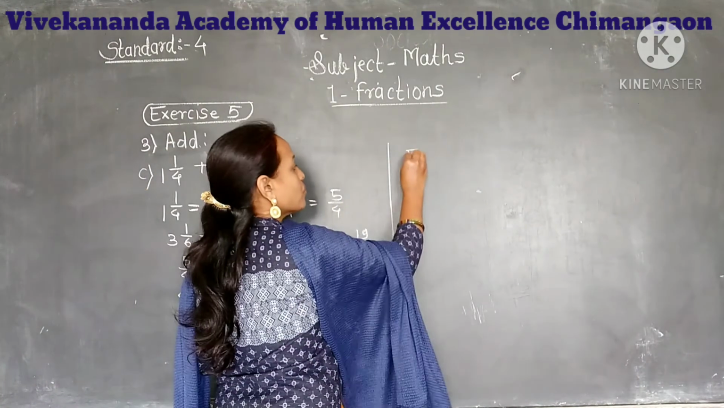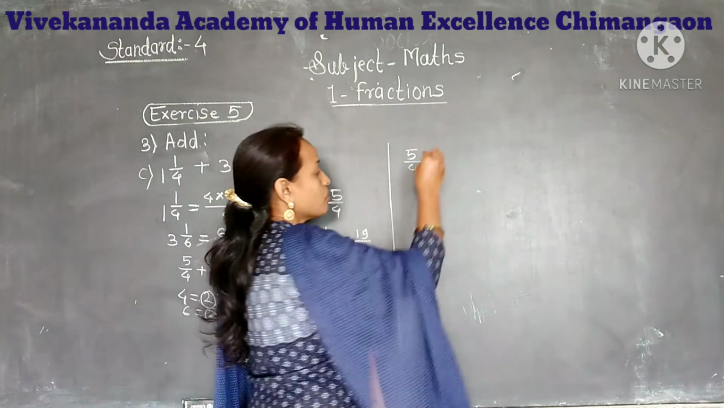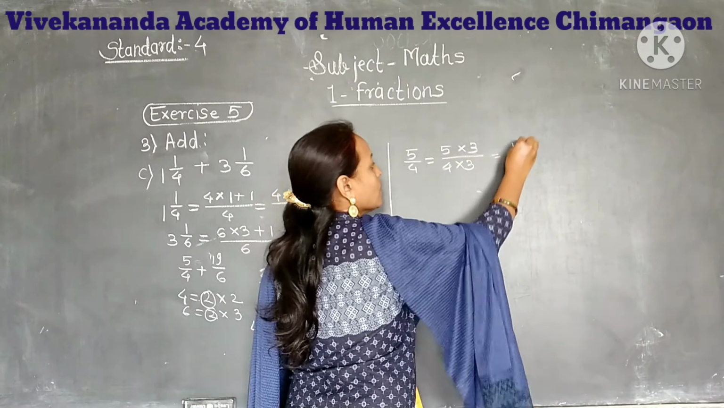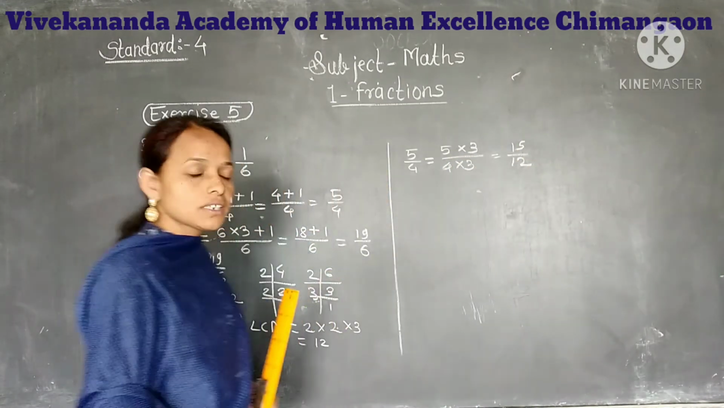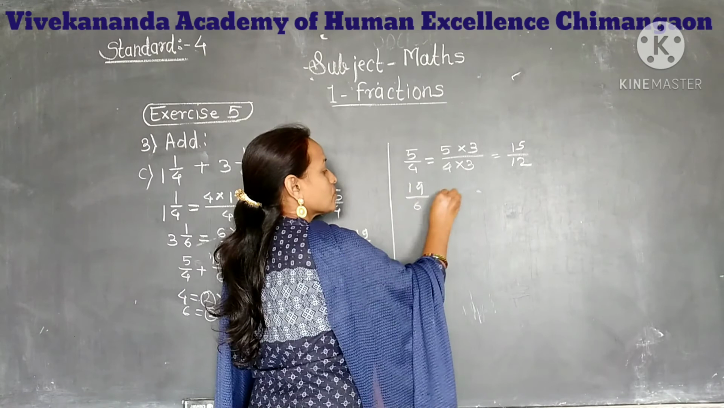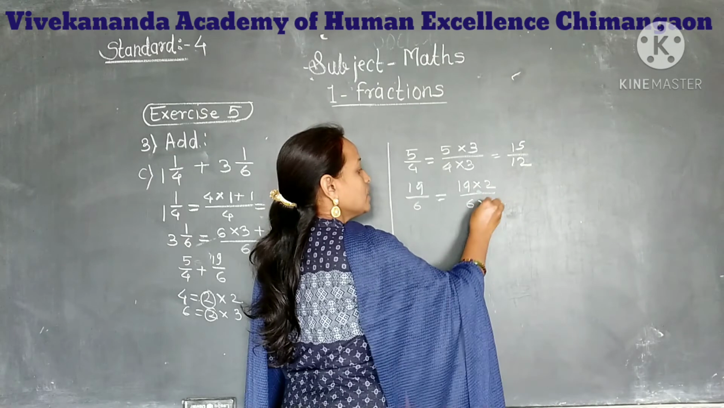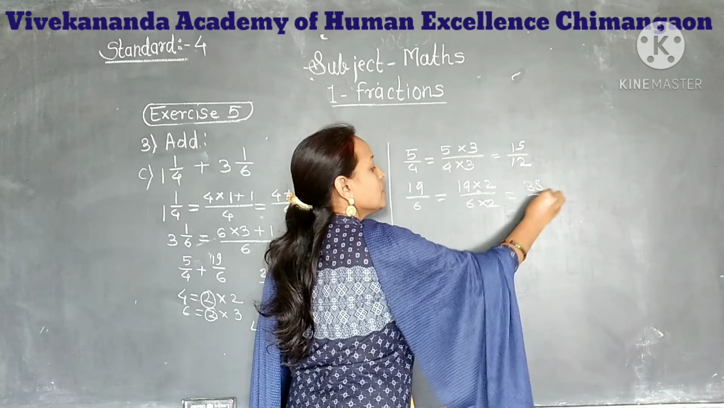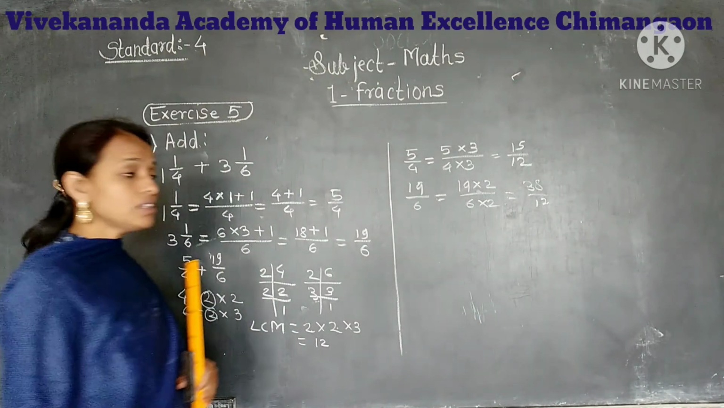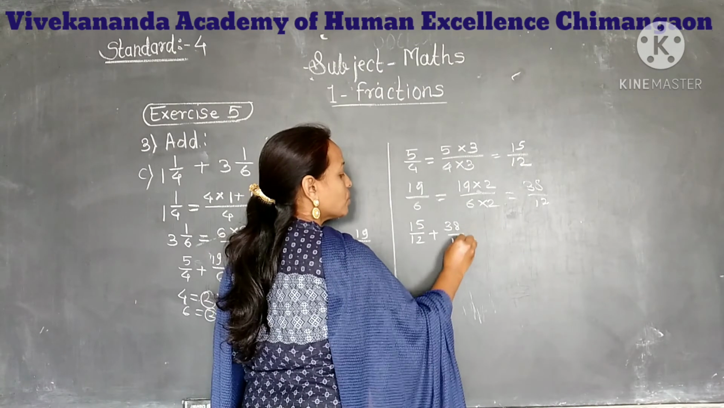First fraction is 5 upon 4. But we want denominator as 12. So we multiply 4 by 3. 5 3s are 15 and 4 3s are 12. Next fraction is 19 upon 6. 6 2s are 12. So we multiply 19 by 2 and 6 by 2. We get 38 upon 12. Now here we converted unlike fractions into like fractions. Now we will add. So 15 upon 12 plus 38 upon 12.